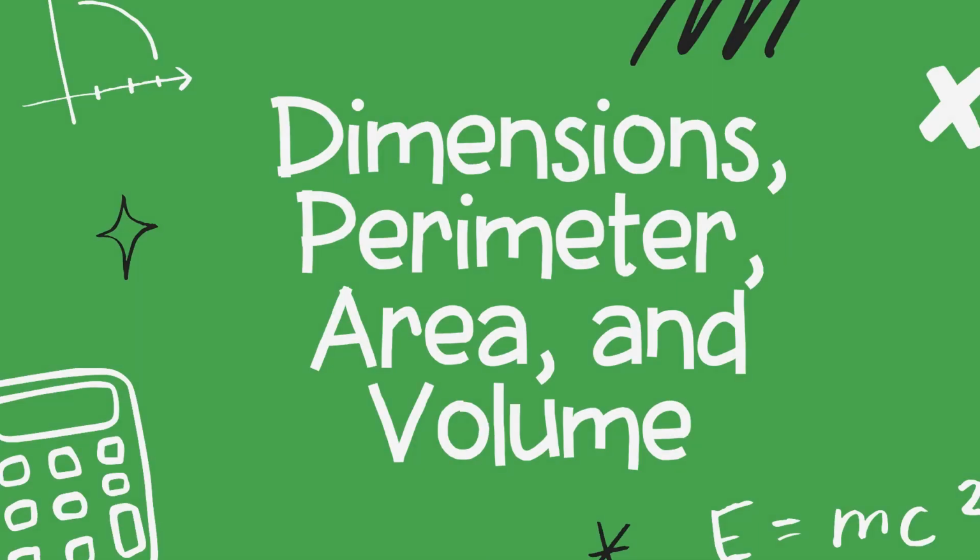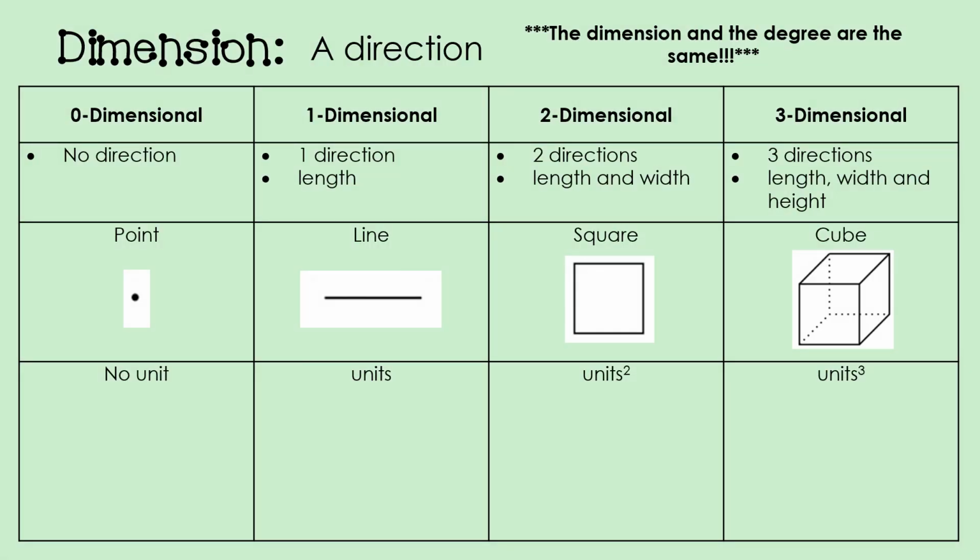So now that we have discussed how to add, subtract, and multiply polynomials, we're going to look at dimensions, perimeter, area, and volume. So a dimension is a direction, and in our world there are essentially 4 different dimensions. 0 dimension has no direction. That is just a point. There is no unit of measurement because it cannot be measured.